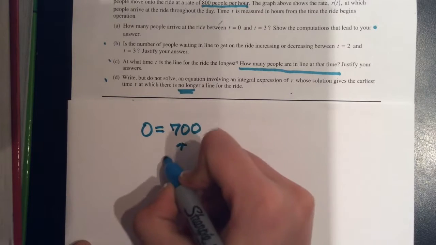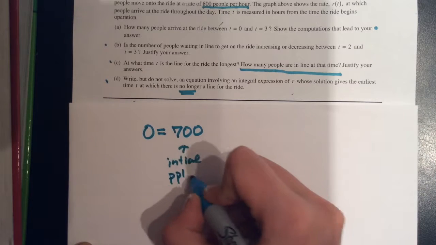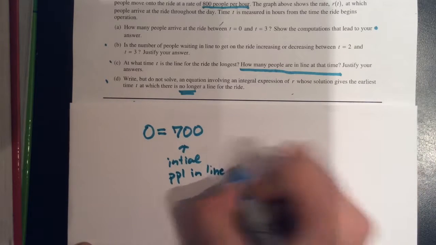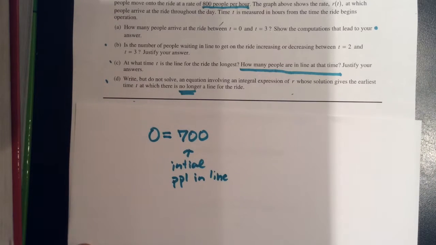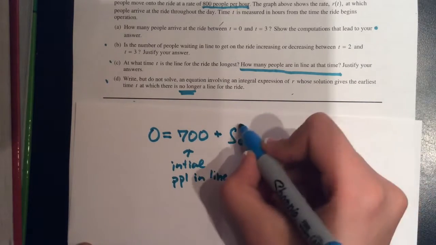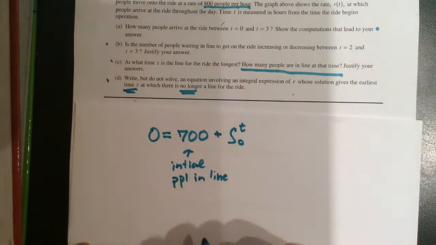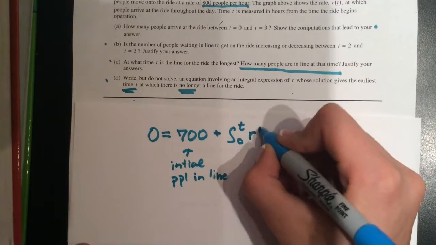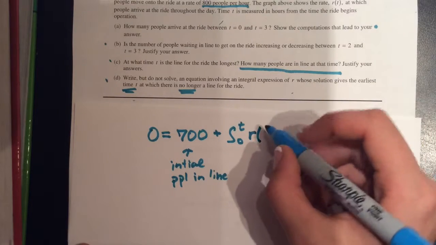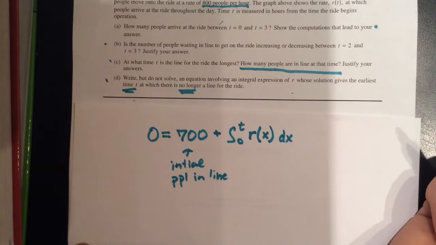We're going to start with the initial number of people in line. That's the 700 from the very beginning of the problem. We have to get rid of those first 700 people to eventually get to having no people in the line. And then from there, we add an integral from 0 to t of some variable other than t. We can just use x here, so the integral of r of x dx.